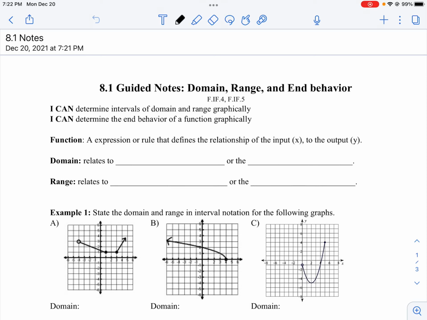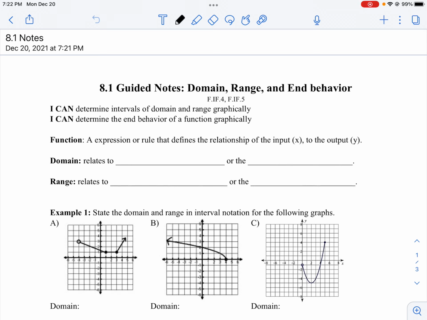Hello and welcome. Today is going to be the start of our Unit 8, which is key features. Specifically in this video, we're going to be talking about domain, range, and end behavior. We have two goals for today. I can determine intervals of domain and range graphically, and I can determine the end behavior of a function graphically.